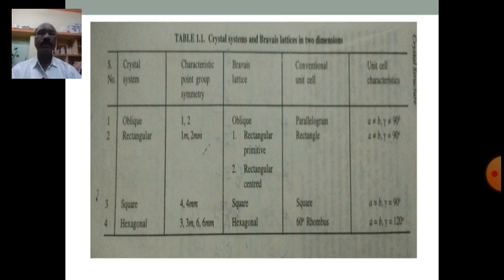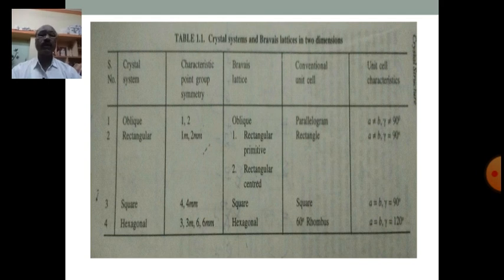Third crystal system, square crystal system. It has only one Bravais lattice. Point group elements are 4 and 4mm, isn't it? And Bravais lattice is square. Conventional unit cell is of the form square. Unit cell parameters: a is equal to b, gamma is equal to 90 degrees.